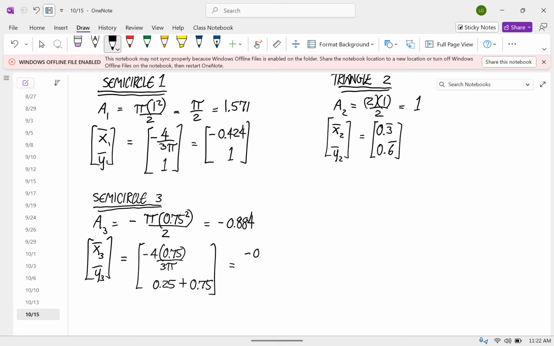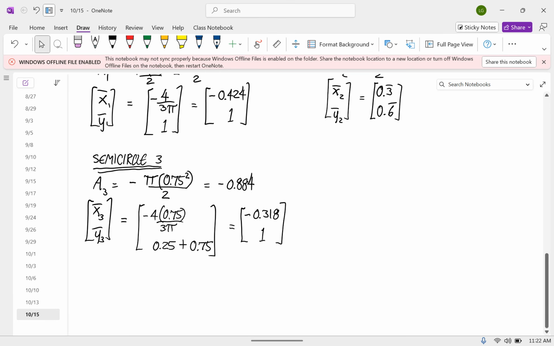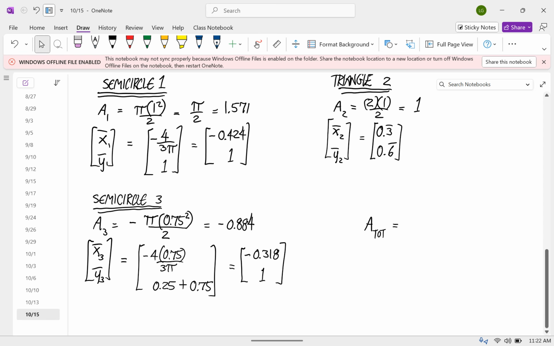So this is negative 0.318 for x, and then 1 for y. And now we can put these all together. Let's do the total area. So we got 1.571 plus 1 minus 0.884. So that's 1.687.